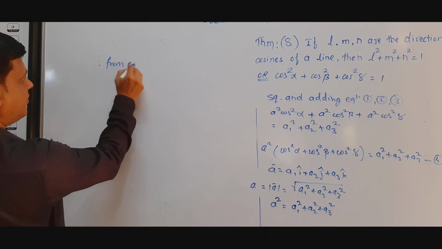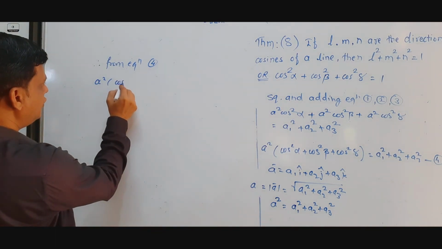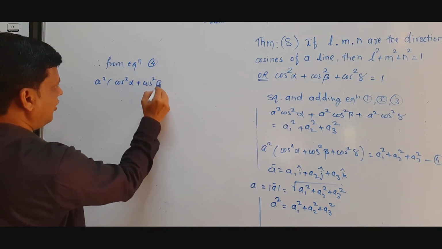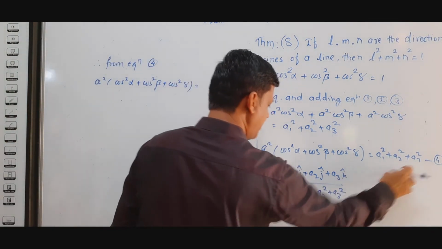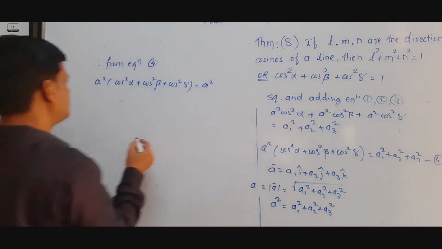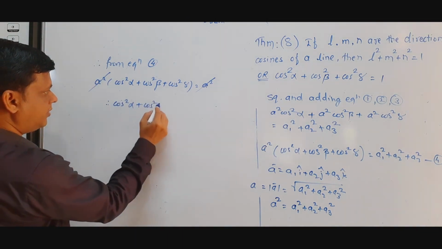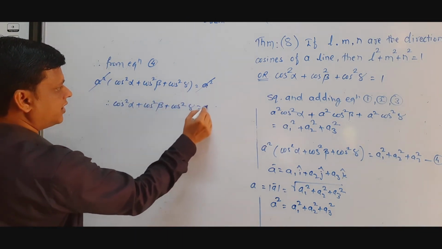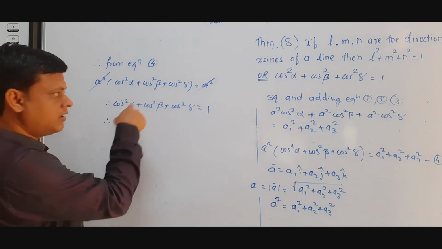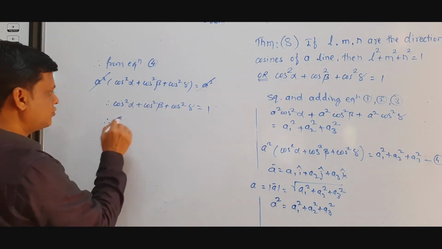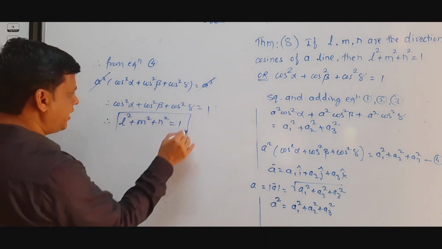Therefore, from equation 4, a square in bracket cos square alpha plus cos square beta plus cos square gamma equals to, we replace this value by a square. So a square gets cancelled. Therefore cos square alpha plus cos square beta plus cos square gamma equals to 1. Therefore we can replace this cos alpha by l, cos beta by m, cos gamma by n. So we write here l square plus m square plus n square equals to 1, which we have to prove.